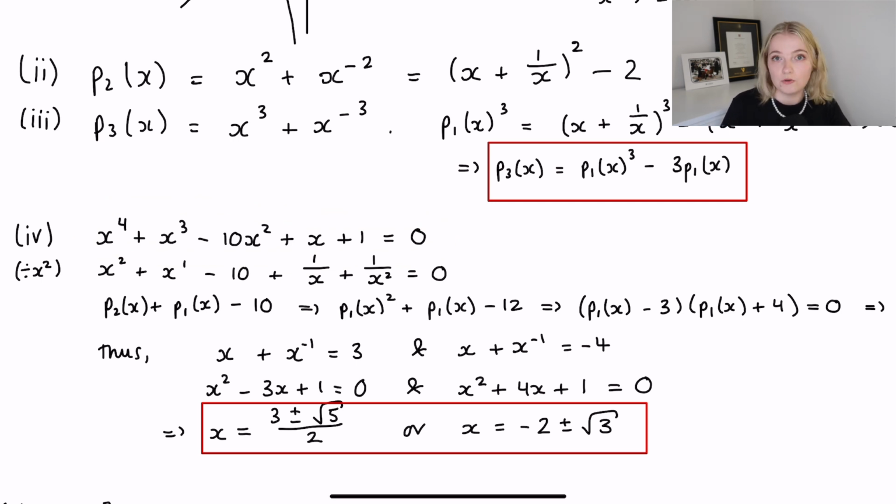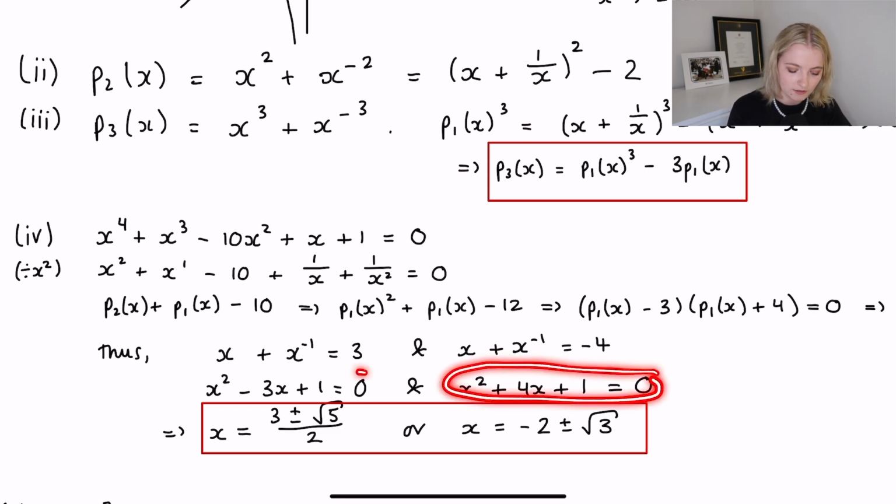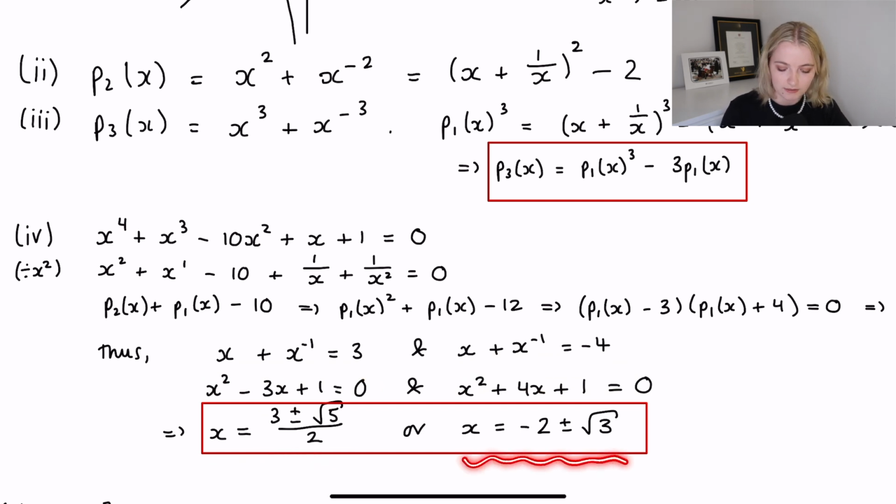So let's substitute what p1 of x is and compute. Again, we just say, well, this is p1 of x, we know that it's equal to 3, or we have p1 of x is equal to minus 4, and then we just basically multiply up. We find 2 quadratic equations in terms of x, and in solving those we find that x is equal to this, or x is equal to this.